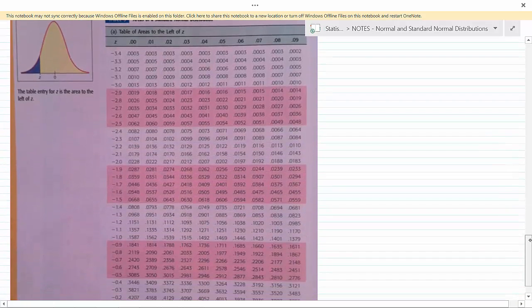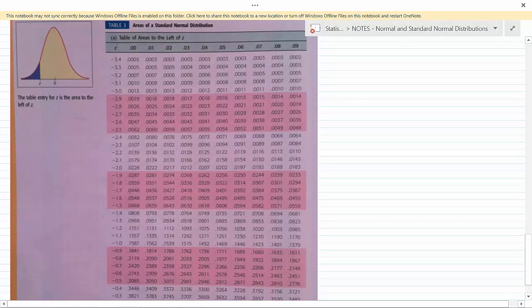So what I want you to first notice about this table is that it's areas to the left of z. So we have this diagram here. Anytime you're looking up an area to the left of z, here's our z-score. We're talking about this area to the left of it. The second thing I want you to notice is the z column. So we have z here, and you're going to look down first. And then you're going to follow along to the right to match up your score to get the proper decimal.